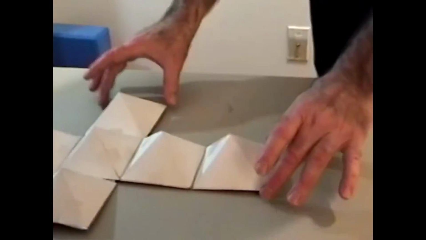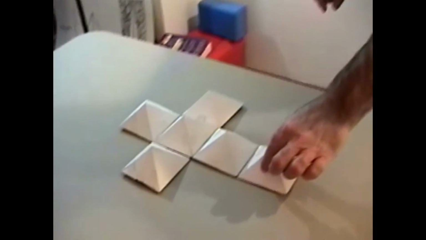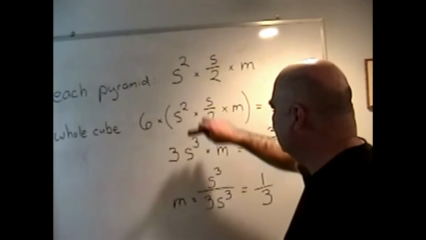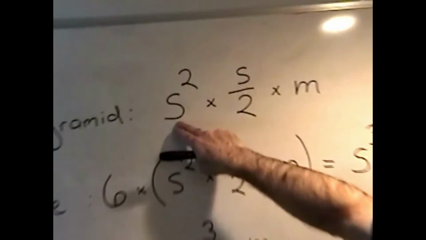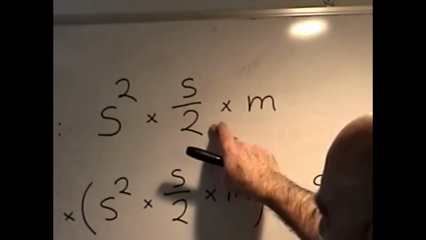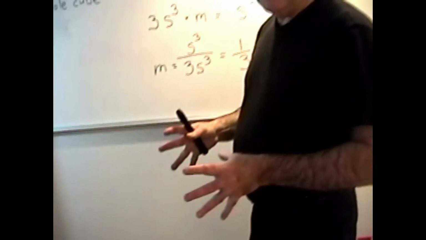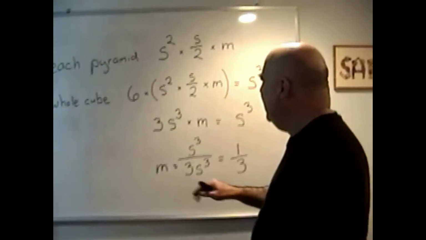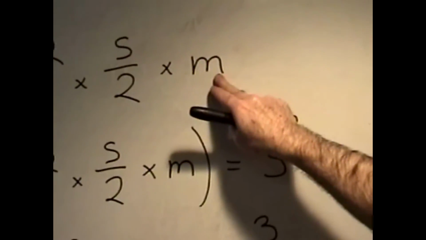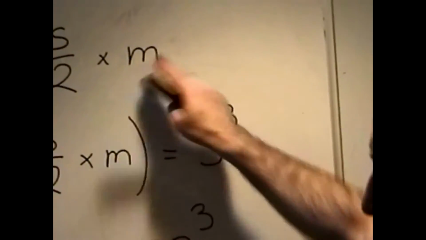Okay, now we're going to think about this algebraically. So each one of these pyramids has as its base s squared, the length of the side of the cube squared. And the height is going to be the side divided by 2, because each pyramid kind of goes halfway through the cube. And then we're going to multiply this by the mysterious multiplier m. And our task now is to figure out what m is.